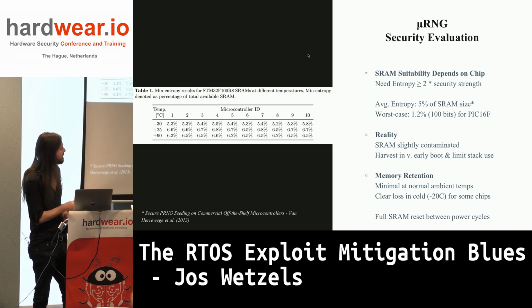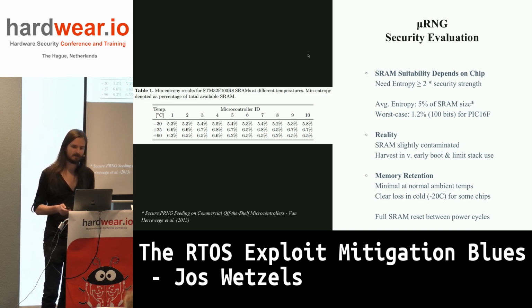In reality, you also need to consider that the SRAM will be slightly contaminated by the time you draw it into your PRNG state, so you need to ensure that you harvest in very early boot and that you also limit any memory usage. Finally, there are issues around memory retention. Those are minimal at normal ambient temperatures, but the problem is that in cold temperatures for some chips there is a very clear loss of SRAM and entropy. So if that is your use case for your device, you should keep that in mind, or at least ensure a full SRAM reset between power cycles of the device.